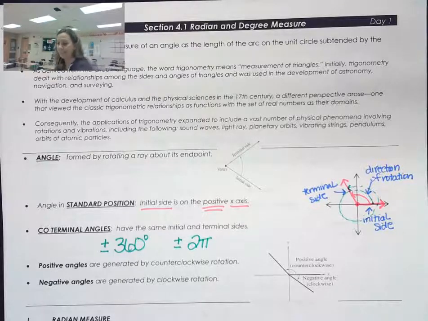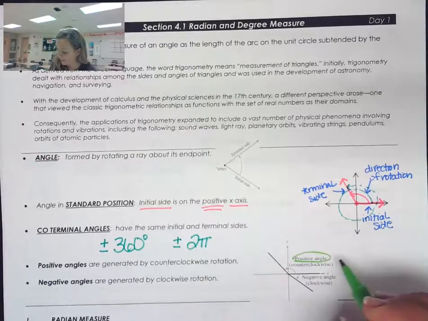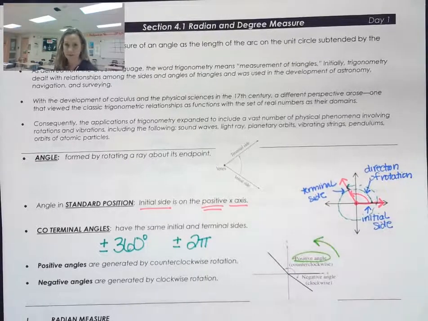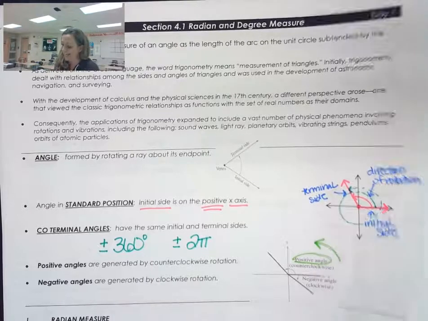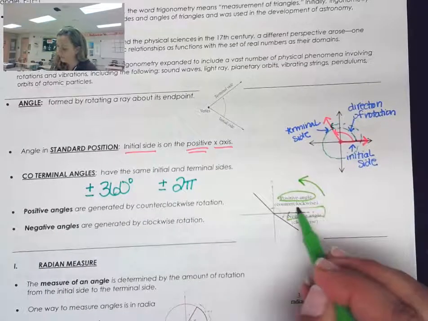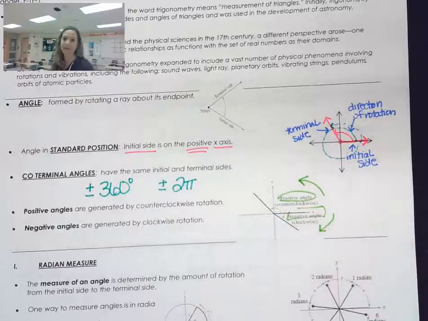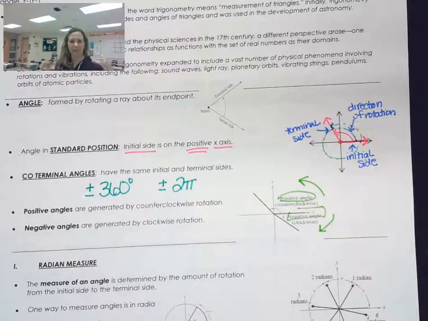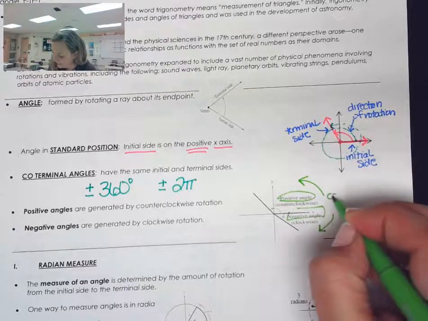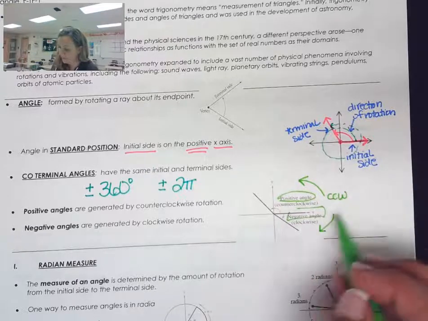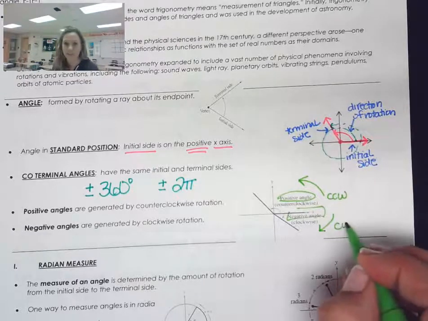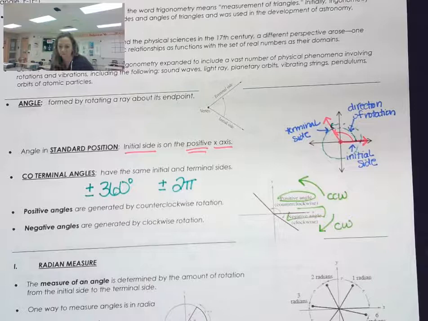Another important piece is the idea of the signs of the angles. A positive angle is when we go counterclockwise, okay? And a negative angle is when we go clockwise, okay? So if you think about an old-fashioned clock, the kind that I grew up with, that's what we mean by counterclockwise. Sometimes we'll say CCW for the positive angle, and CW for clockwise, the negative angle.